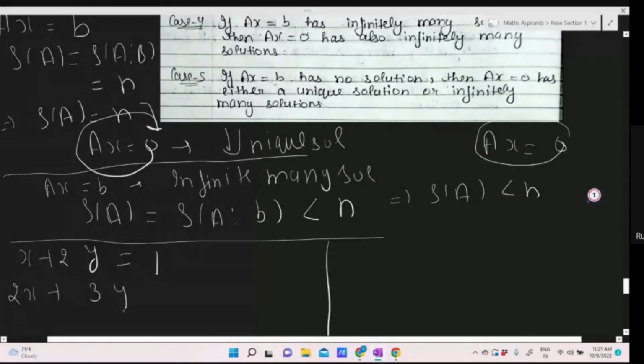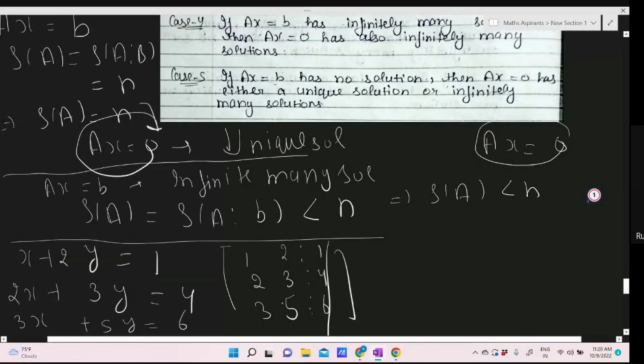2x plus 3y is equal to 4 and 3x plus 5y is equal to 6. Here you can easily verify the augmented matrix: 1, 2, 1, 2, 3, 4, 3, 5, and 6. After reducing it to the row echelon form, you can easily see that this system will have no solution.